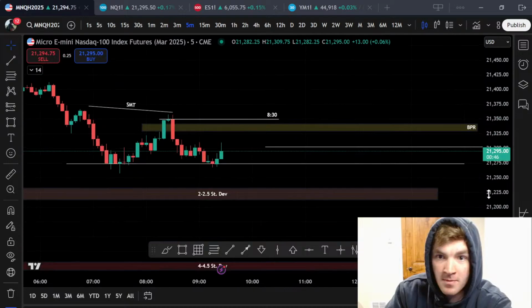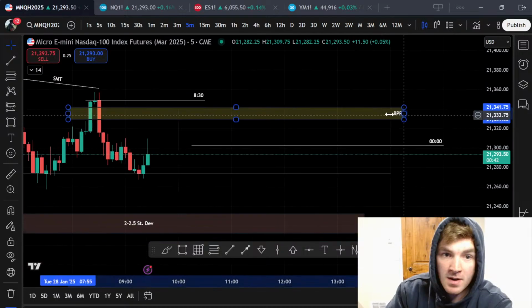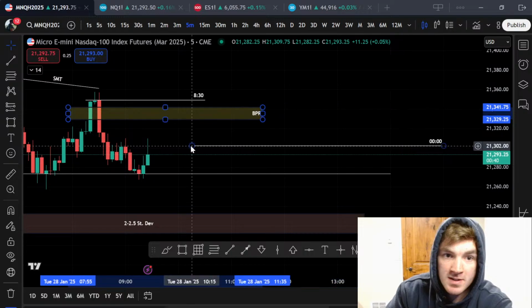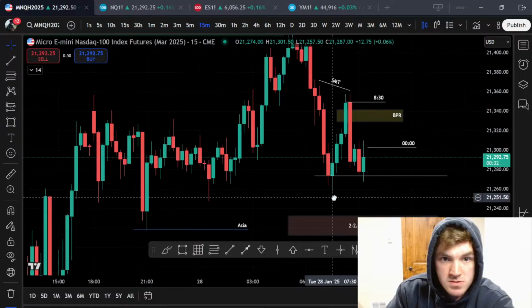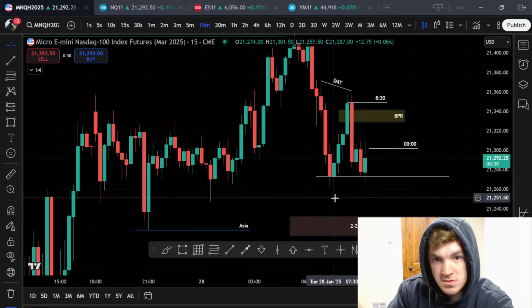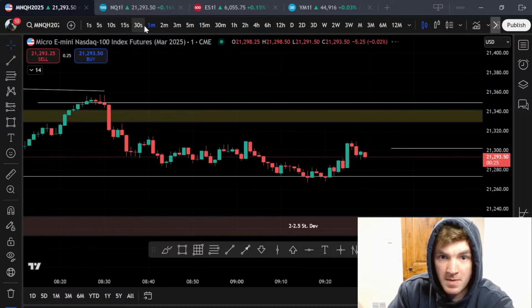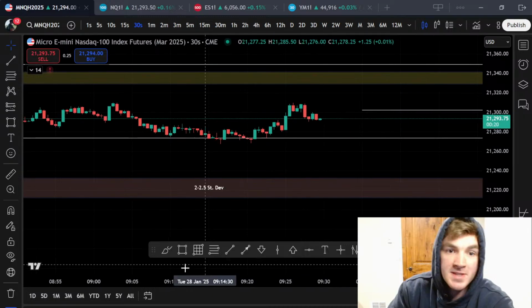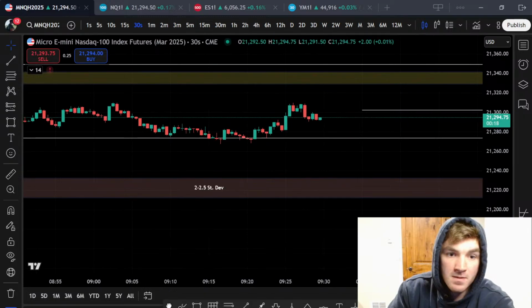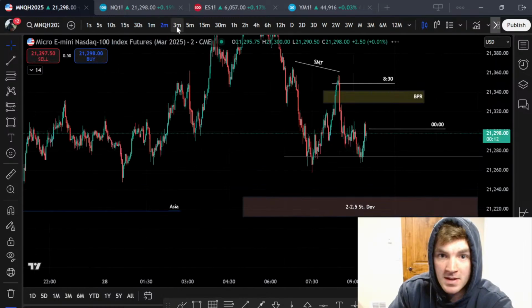So we might need to come retest this BPR. Remember I said that's a possibility, which would make sense because we would be going above the midnight open. But also we might not need to. I really want to see what happens at 9:30. And if we don't get anything obvious, then we're not going to take anything. It's just that simple.